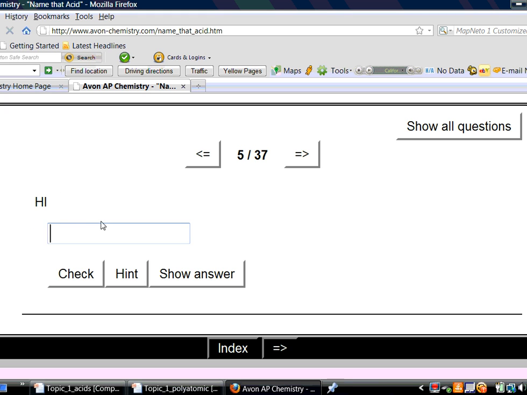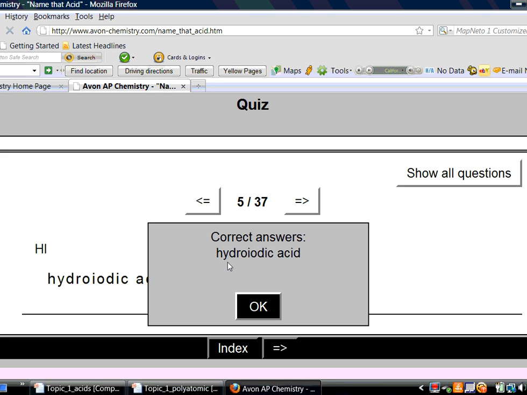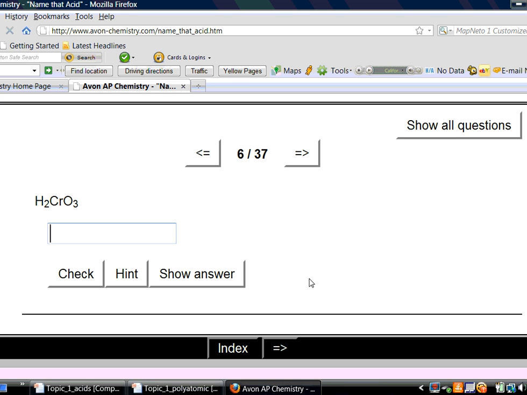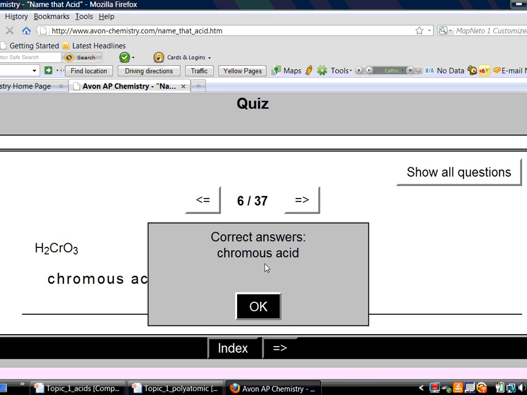HI, no oxygens present. Go ahead and try to name it. Hopefully you called this hydroiodic acid, because again, iodine and the hydro tells us that we have no oxygen. Okay, try to name H2CrO3. Hopefully you recognize that we have one less oxygen than the polyatomic chromate. So since we have not chromate, but we have chromite, this should be chromous acid. Again, we won't count off for spelling, so try to get it as close as you can.